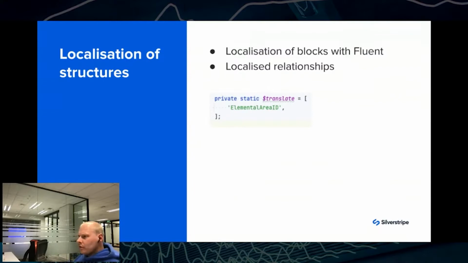In this particular example, we will assume that the blocks are provided by the Silverstripe elemental module. It's quite a common solution for content blocks. And then we need to direct Fluent to create a localized copy of the blocks when localizing a page. So after these two changes, we're kind of done.